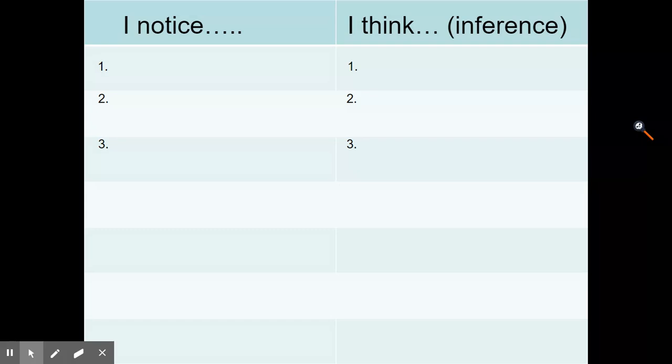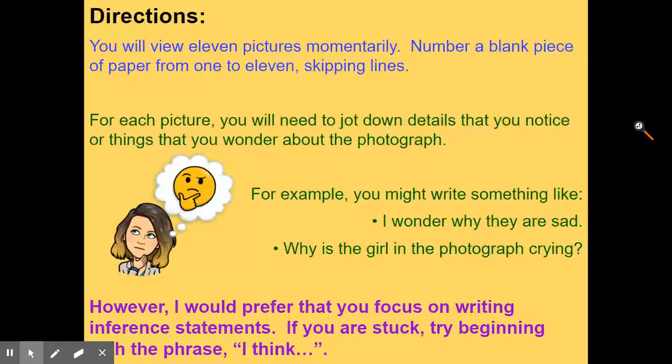There are 11 photos, so you do want to make sure you jot down enough numbers on each side to go with those 11 photos, and that you keep track of those notes for each photo. You will view those 11 pictures in the slides. You want to make sure that you do skip lines for your notes. For each picture, you're going to jot down those details of things that you notice and things that you wonder.